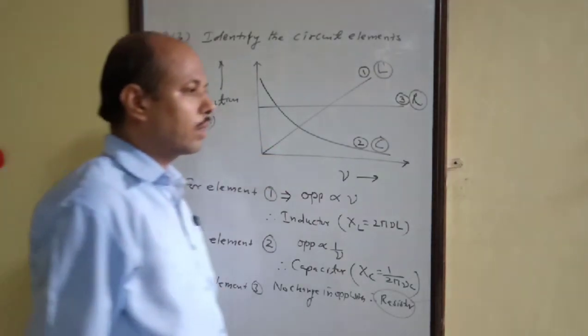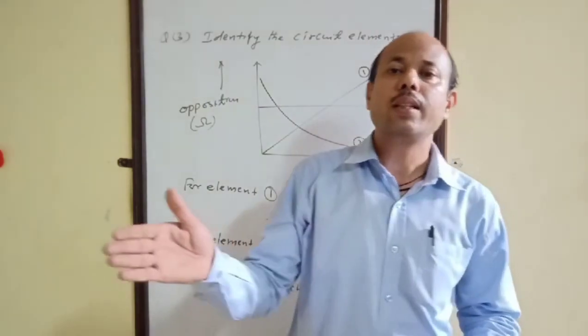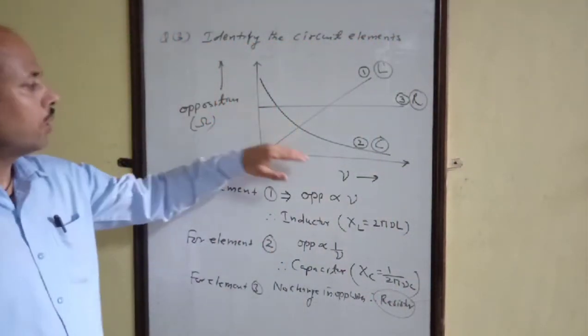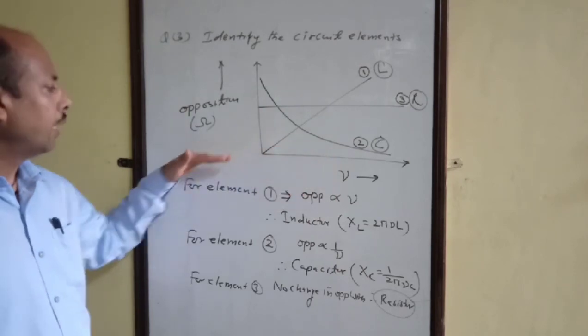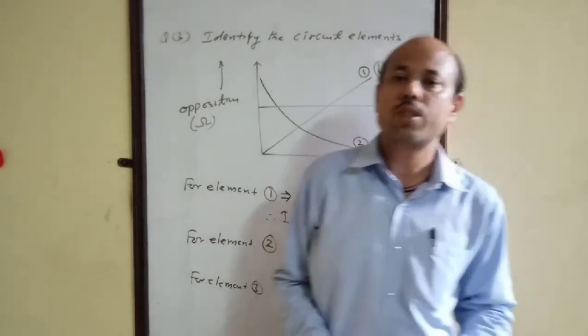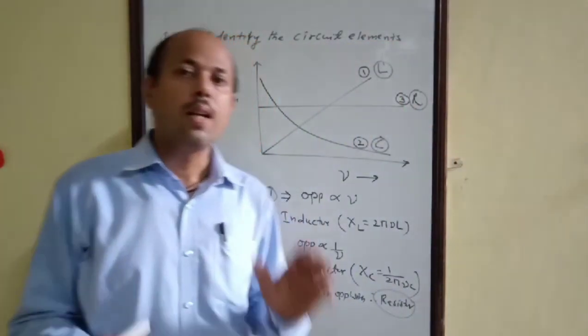So this is the role of opposition with frequency. For an inductor, opposition varies directly with frequency. For a capacitor, opposition is reciprocal of frequency, and for a resistor, the opposition will remain the same. There is no change of resistance with frequency.